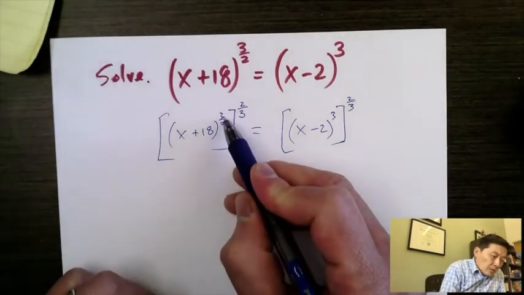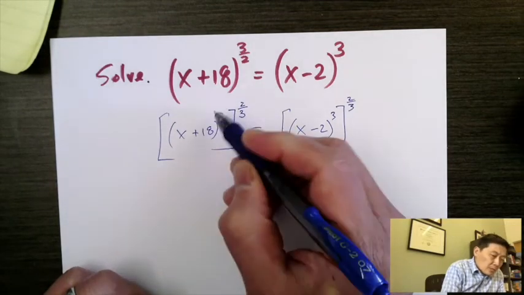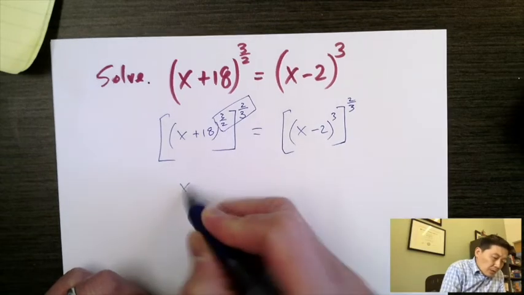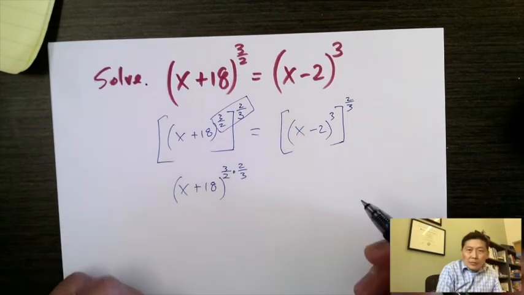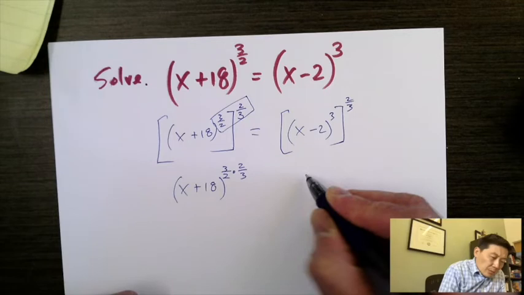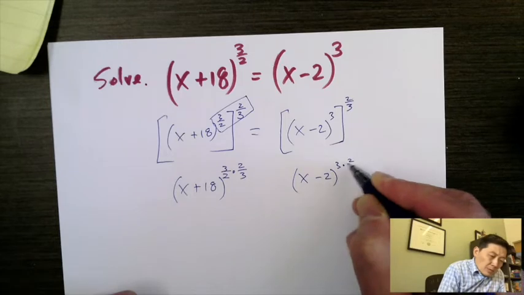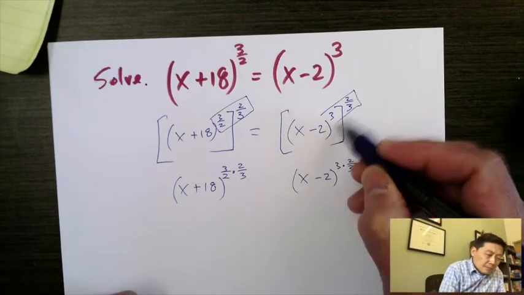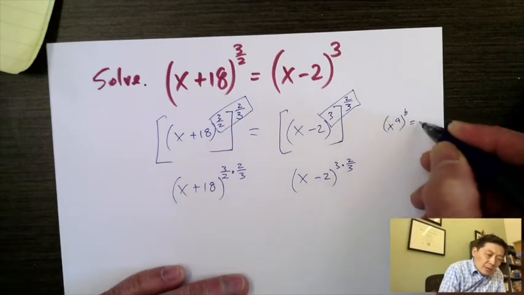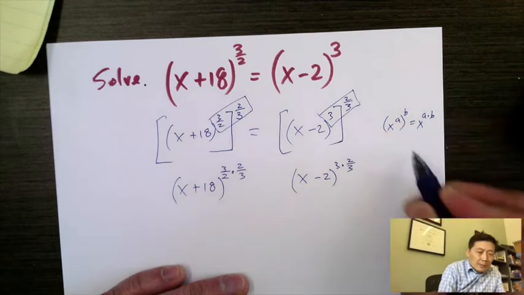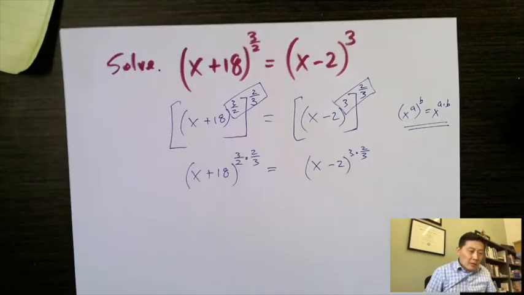So 3 half times 2/3, power to the power means you multiply these two things. So remember, x plus 18, you end up with 3 half times 2/3. I'm just going to write an extra step in case people get confused: x minus 2 to the 3rd power times 2/3, right? Power to a power. Remember, x to the a to the b means x to the a times b. That's the property that I'm using, exponent to exponent. Okay. All right, moving on.